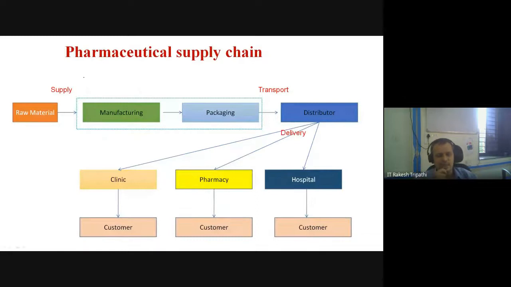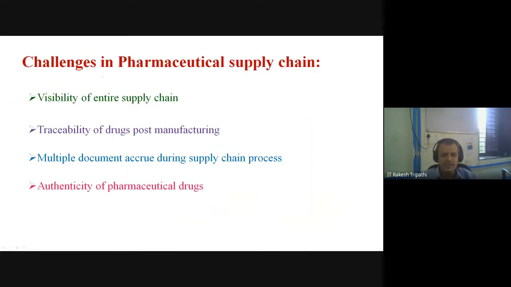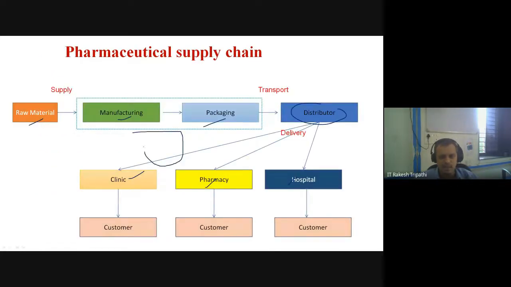See, the supply chain of the pharmaceutical industry is: we have a raw material, we give it to the manufacturing party, they do the packaging, they transport to the distributor, and they deliver to clinic, pharmacy, or hospital, and the customer can use it. Now, the challenge in the pharmaceutical supply chain is visibility of the entire supply chain. The hospital won't know what batch number the manufacturer has given to the distributor. He never knows.